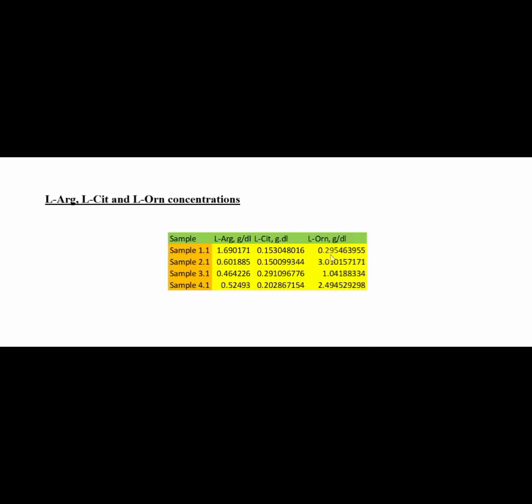So these are the L-Arginine, L-Citrulline, and L-Ornithine concentrations. Sample 1.1, sample 2.1, 3.1, 4.1. These are the values for L-Arginine, L-Citrulline, and L-Ornithine.